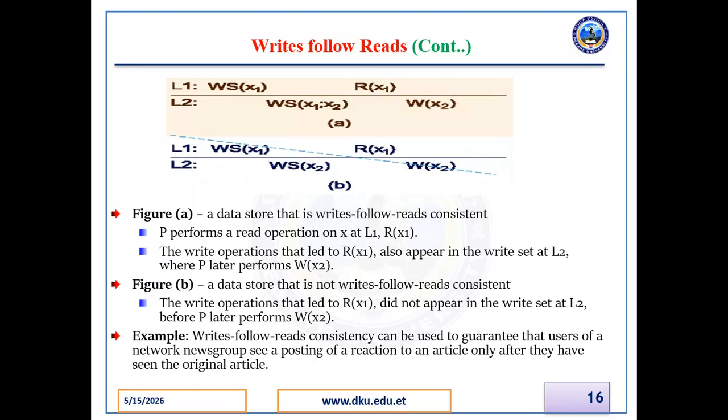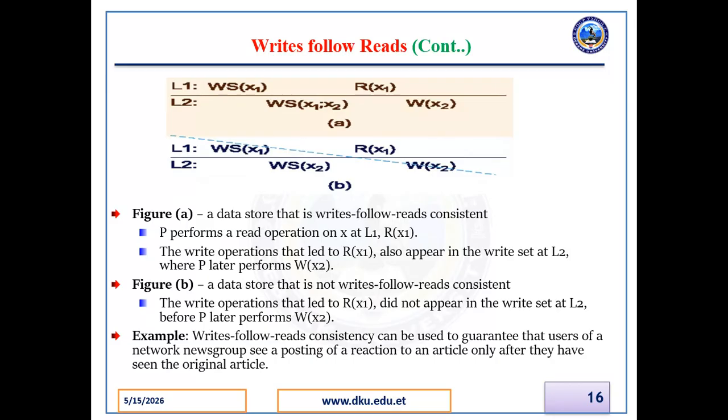So let's try to observe those images A and B. Here also A is correct and B is not correct. Let's elaborate why. A data store that is writes-follow-reads is consistent. There's a process P that performs a read operation on X at local copy L1, then reads R of X1. Okay, so the write operation that leads to the read of X1 also appears in the write set of L2, or local copy, where P later performs a write of X2.